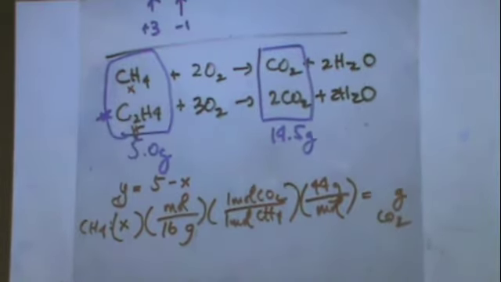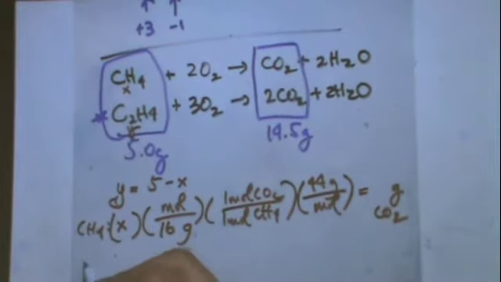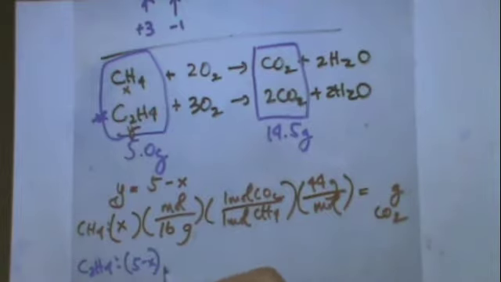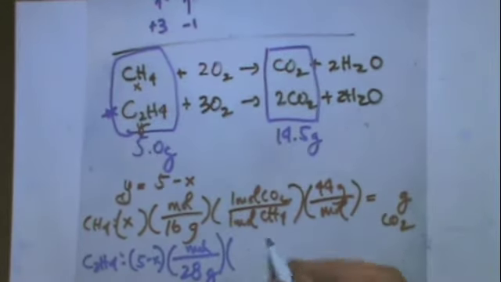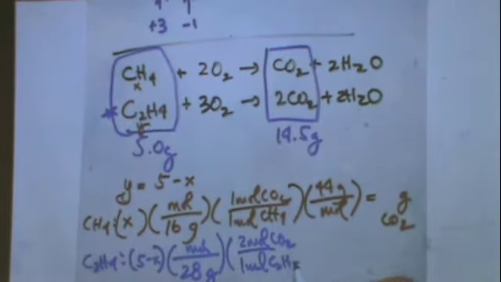Is that all right? Then I'm going to do an alternate, different color calculation here for C2H4, the ethylene. But this one is 5 minus X. 24 and 4, that's 28, I think, grams per mole of ethylene from the periodic table. There's 2 moles of CO2 for every 1 mole of C2H4. And then it's still 44 grams per mole. Is that okay? Now this is the sum grams of CO2.